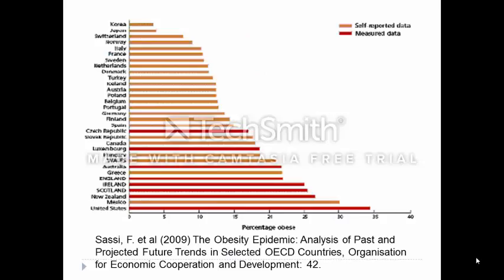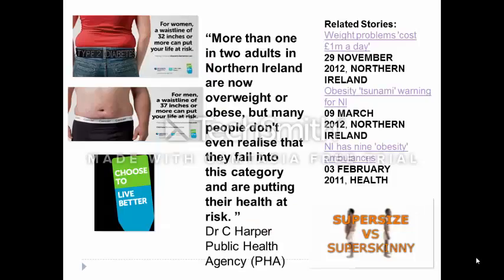The growing obesity epidemic is constantly in the news, and this table shows that the Western world, including the United States, the UK, Ireland, Scotland, etc., are leading the table in terms of the countries with the highest levels of obesity. In Northern Ireland, more than 1 in 2 adults are overweight or obese, and many people don't even realise they fall into this category.